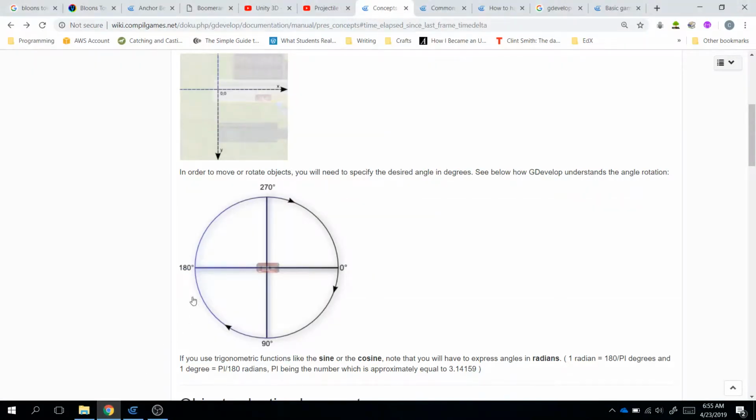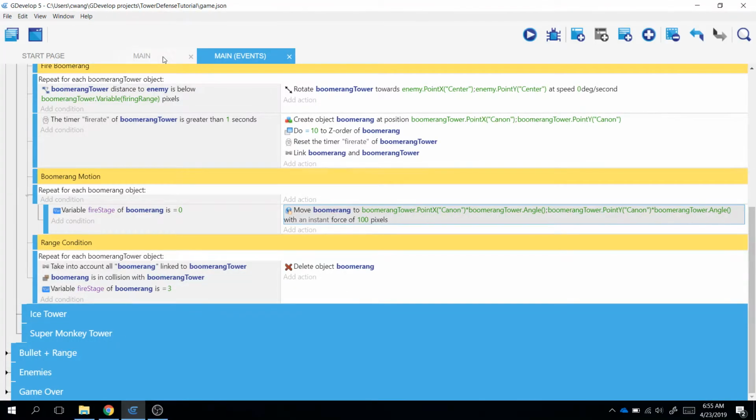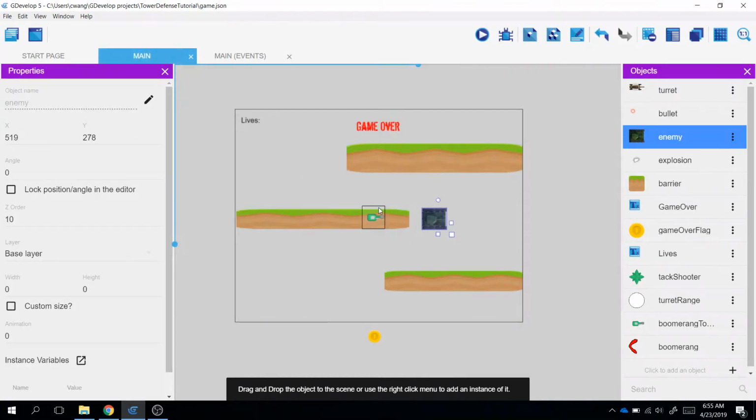Well, why don't we take the sine or cosine? If we remember physics and math, if this is my line and this is my angle right here, the sine of the angle gives you the y. The cosine gives you the x when you multiply it by the hypotenuse. And what would be the hypotenuse for our boomerang tower? Well, wouldn't that be the firing range?